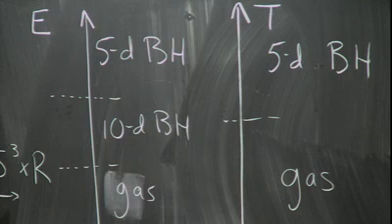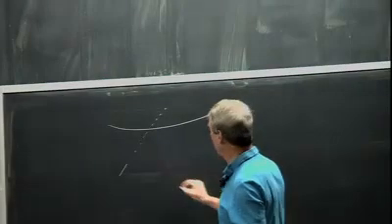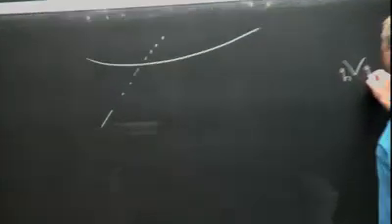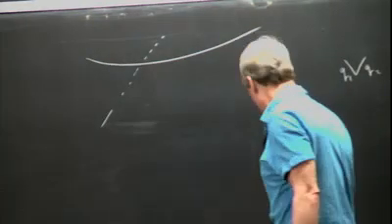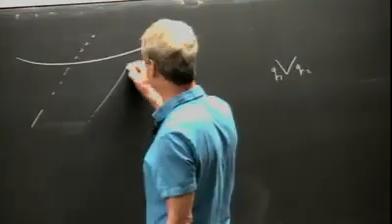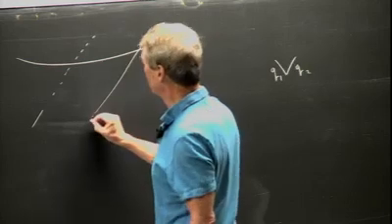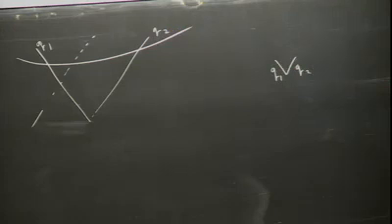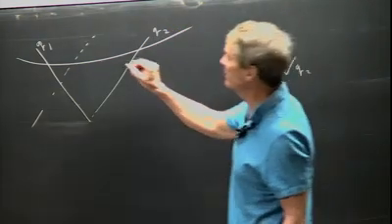So let me draw my horizon and some space-like slice. And now let's go back to my experiment where I had this entangled pair of bits, Q1 and Q2. I keep Q2 on the outside. This is Q2. And I throw Q1 in. And then there's some later Hawking radiation.